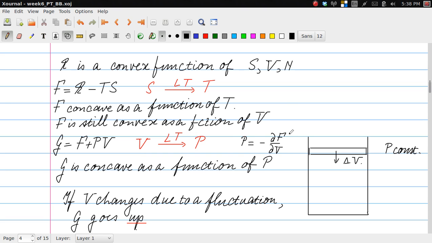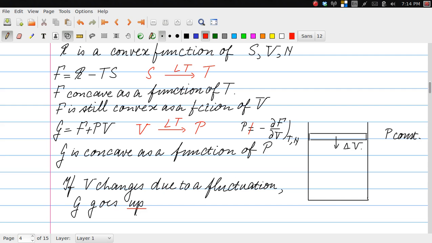With respect to V at constant T and N. So we relax this condition. If we then consider for fixed P the behavior of G as a function of V, well, G is then a convex function of V, which means that it has a minimum, and indeed the minimum is achieved at equilibrium. And so every time we have a change in V due to a fluctuation, then the Gibbs free energy goes up.